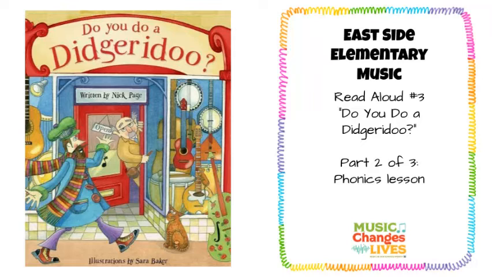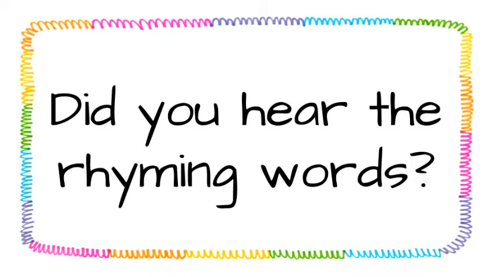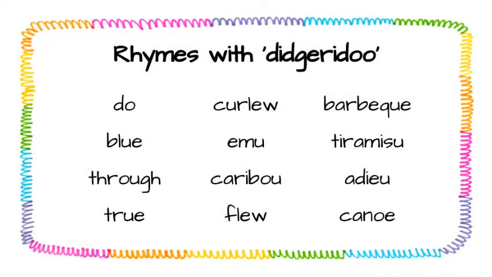Now, today it's not a new book, but it's part 2 for Do You Do a Didgeridoo? So in the first part, we read the book, and now in part 2, we're going to use some of the book in a quick phonics lesson. Let's get started. So in the book, it was full of rhyming words. Every page had tons and tons of rhyming words. So the book was about a man that wanted a didgeridoo. So the author chose that word and used it as an opportunity to rhyme throughout the whole book.